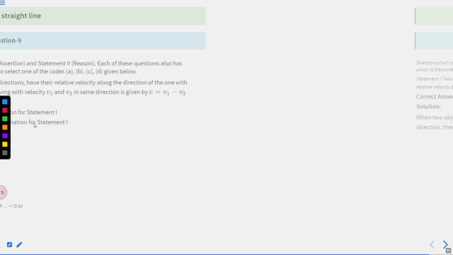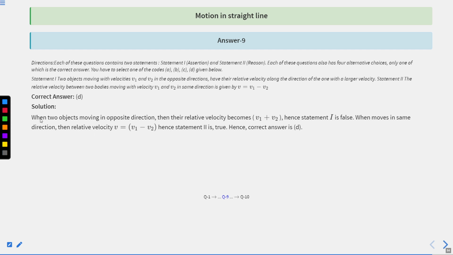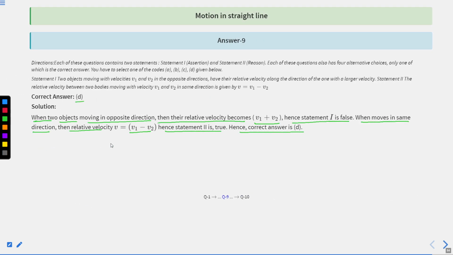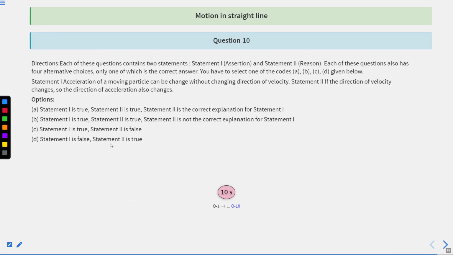Let's find the solution. When two objects move in opposite directions, their relative velocity becomes v1 plus v2. Hence statement first is false. Clear? When they move in the same direction, the relative velocity is v1 minus v2. Hence statement 2 is true. Hence the correct answer is D: statement first is false and statement 2 is true. Clear? 10th question.